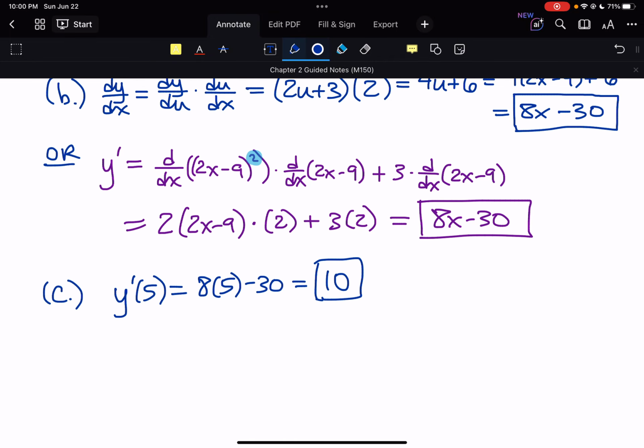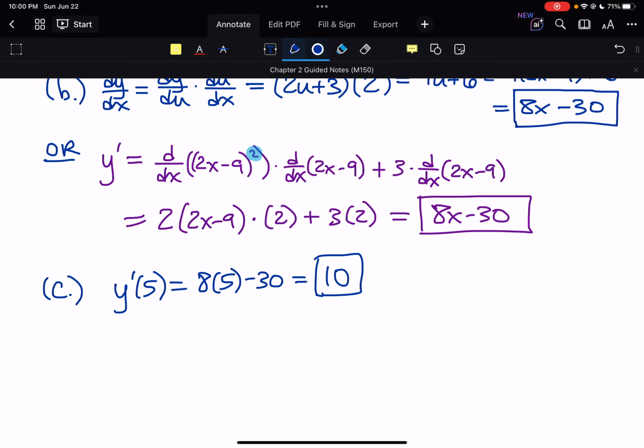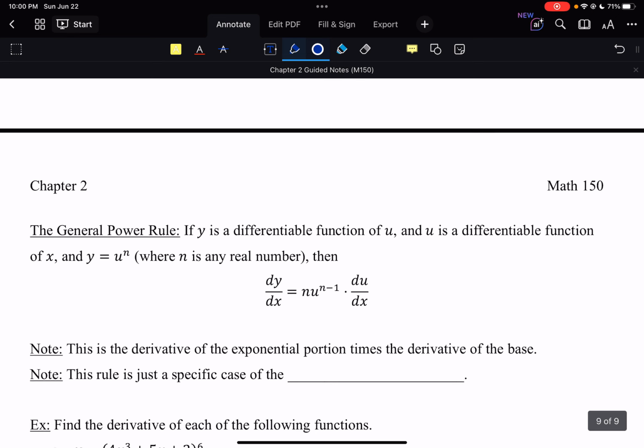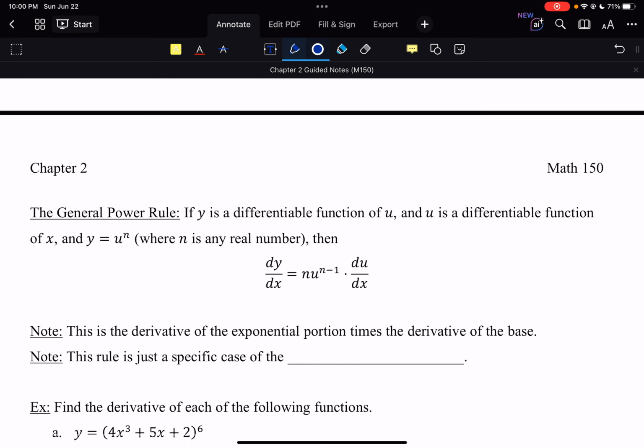But one place that it comes up so frequently, and we just used it right there, is in employing the power rule. So we have what is called the general power rule, also known as the extended power rule, depending on the text that you're using.